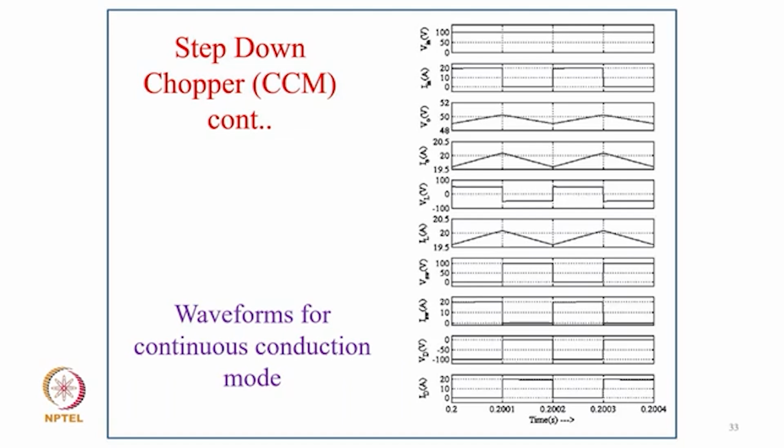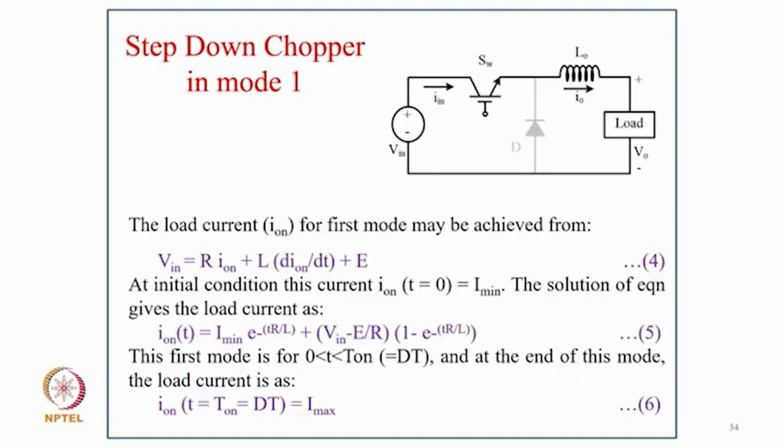And then you have the switch voltage, which appears when the switch is off, and the switch current, which flows when the switch is on. Then the diode voltage is zero during conduction, otherwise a negative voltage appears across the diode, and you have current only when it conducts, otherwise it has zero current.